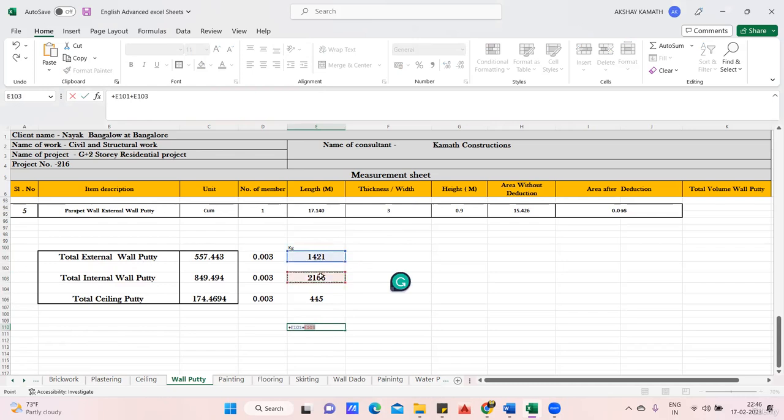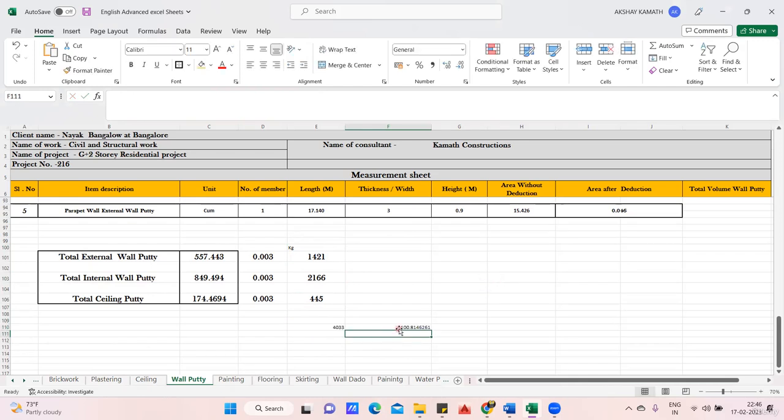Okay. So in this way, the estimation will be done. And now you can total, I require 4000 kg. Okay. 4000 kg of wall putty is required. So if one bag available in the market is 40 kg, how many such 40 kg bags are required? So this total weight divided by 40, I'll get the number of bags. Or roughly I require 100 bags.